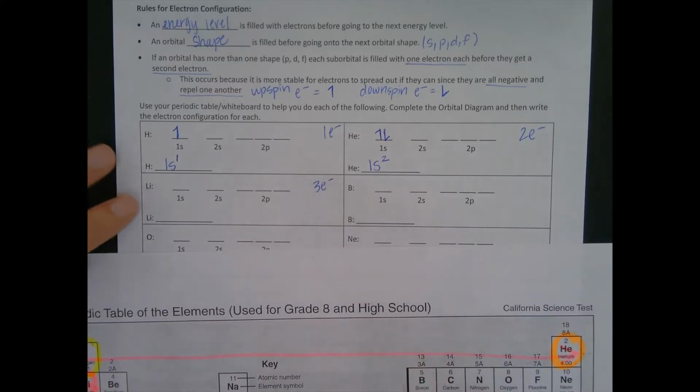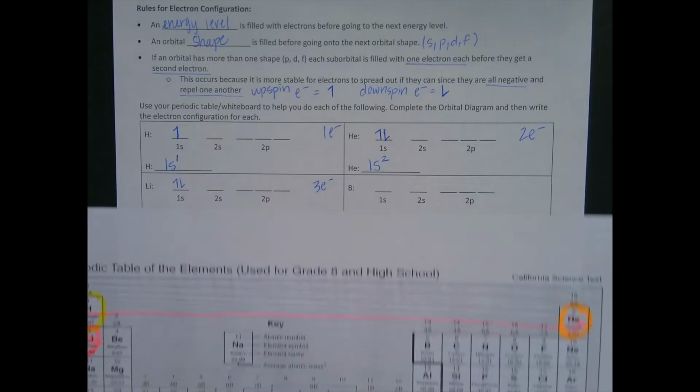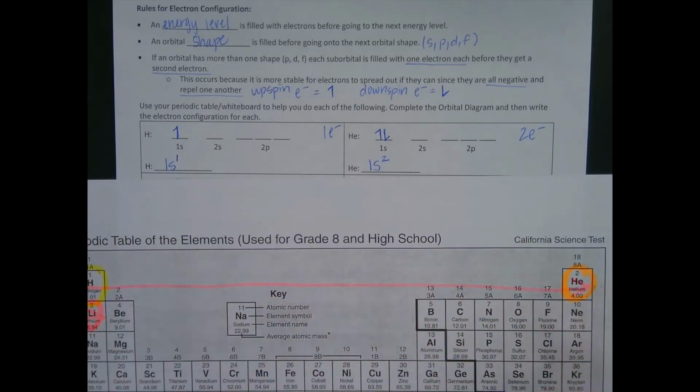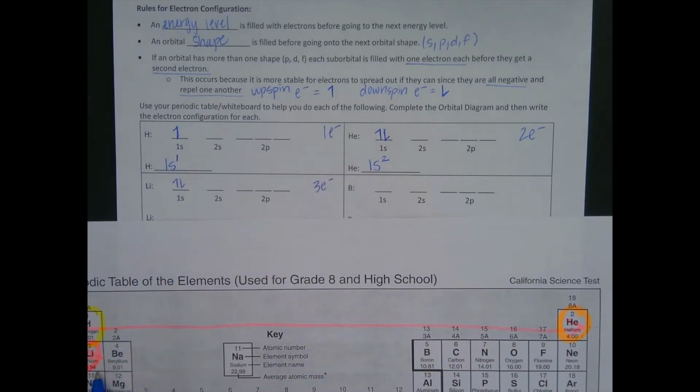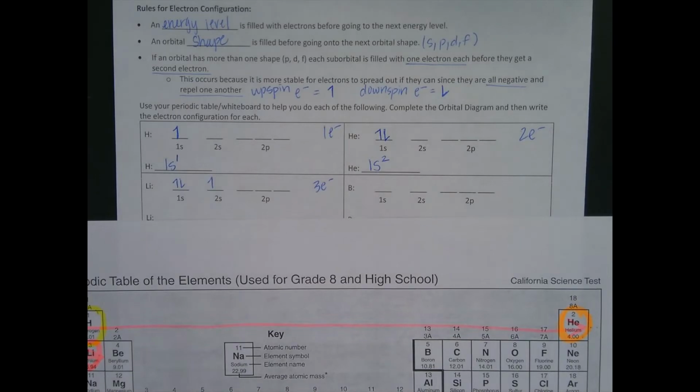So I'm in my second energy level in the S block in first position. So 3 electrons, my S orbital for my first energy level is full. 1s is full. And then in my 2s, how many electrons are left that still need somewhere to live? Just 1, so I draw an upspin.